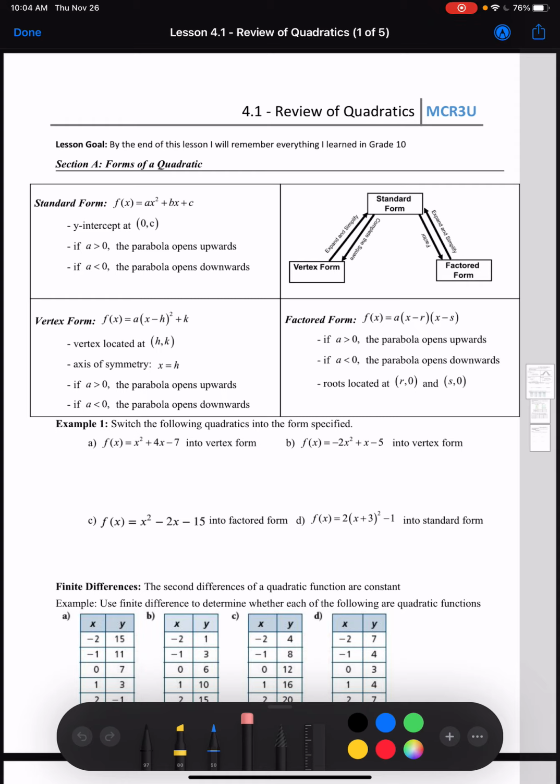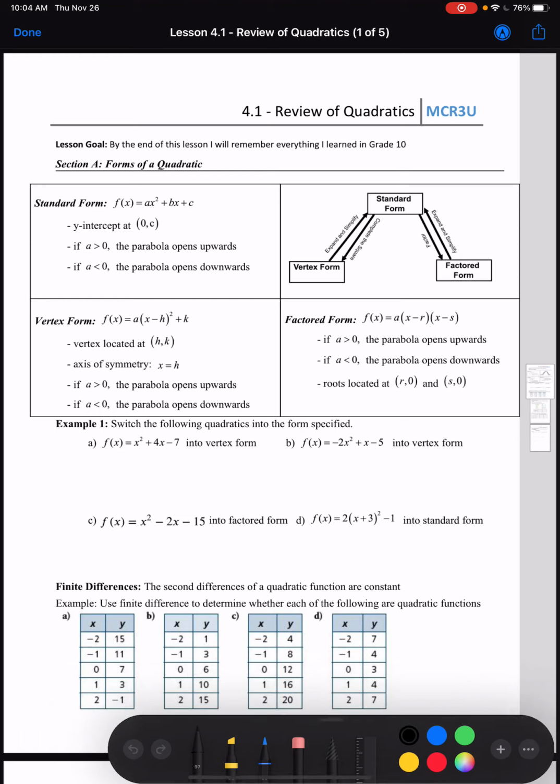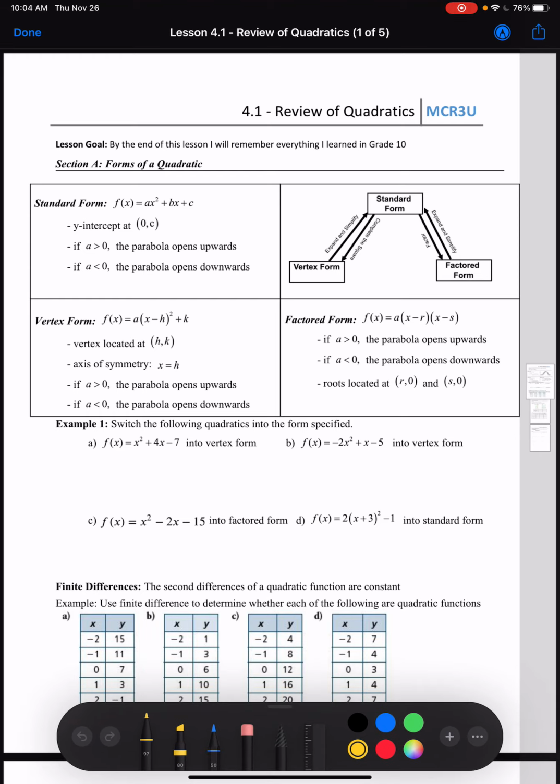So you have standard form, you have vertex form, and you have factored form. So let's just look at some of the keys for each of those 3 forms, and then we can go into some of these questions. So first of all, what is standard form?